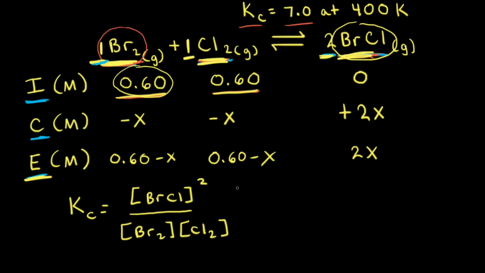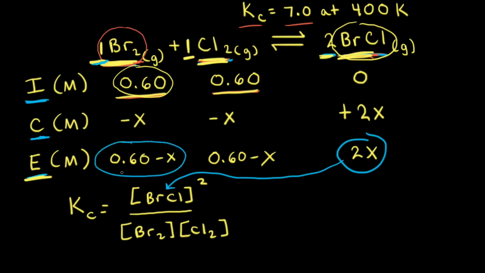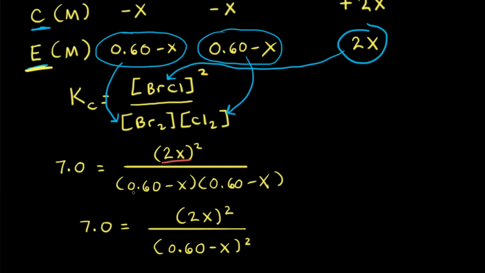Therefore, we can plug in the equilibrium concentrations from our ICE table. So the equilibrium concentration for BrCl was 2X. The equilibrium concentration for Br2 was 0.60 minus X, and the same for chlorine, so we can plug that in as well. Here we have our equilibrium concentrations plugged into our equilibrium constant expression, and also Kc was equal to 7.0 for this reaction at 400 Kelvin, so 7.0 is plugged in for Kc.